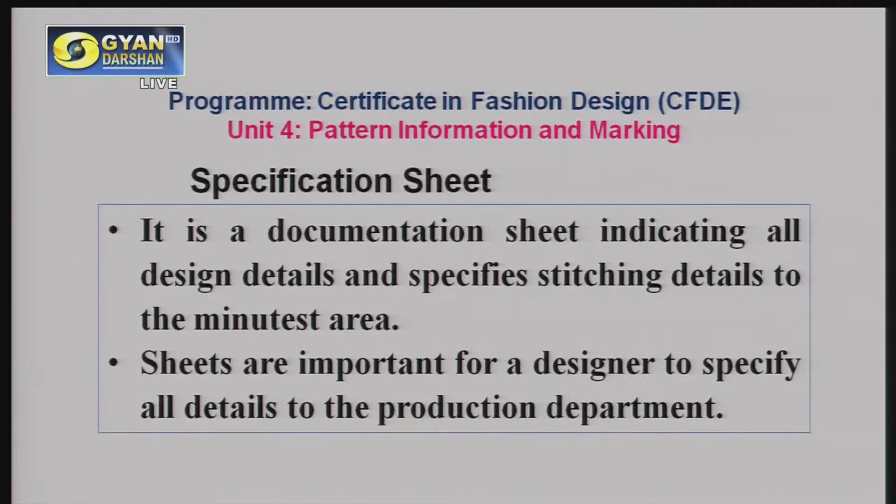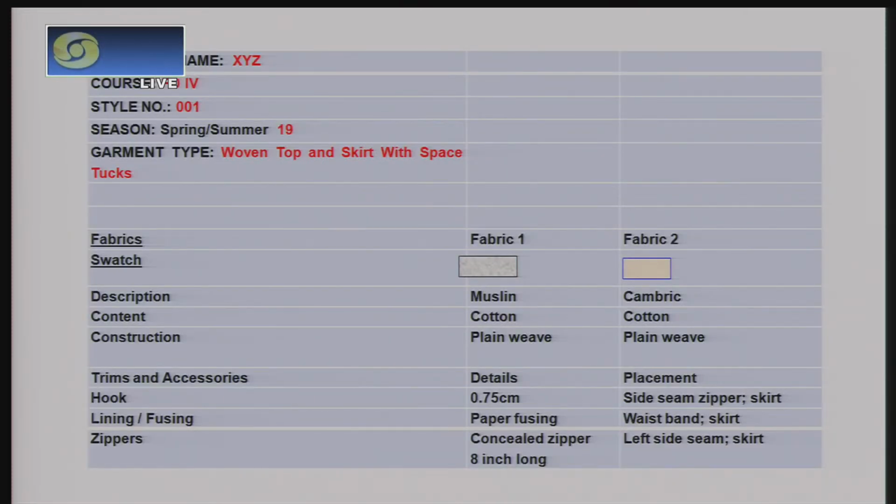Then one important thing to understand is the specification sheet. A specification sheet is a documentation sheet including all the design details and the specific stitching details of the minutest area. In the picture you can see how the specification sheet looks. It contains all the information, and if we forward this sheet to the production department, they understand what they have to do.